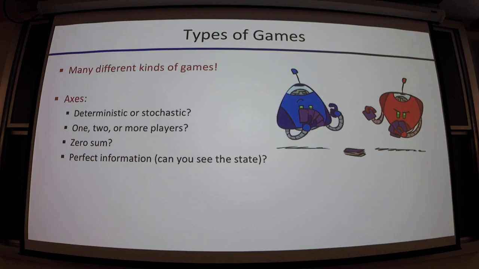What's an example of a game where you don't have perfect information? Age of Empires. Strategic. StarCraft. Yeah, right. These are these things with like fog of war, right? Is what they call it, maybe.